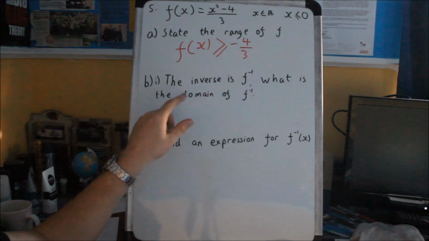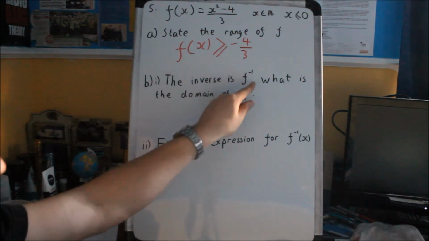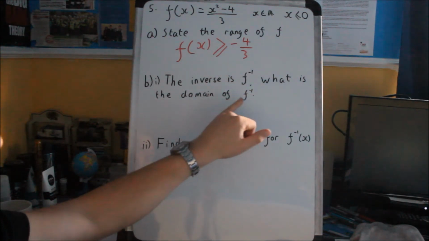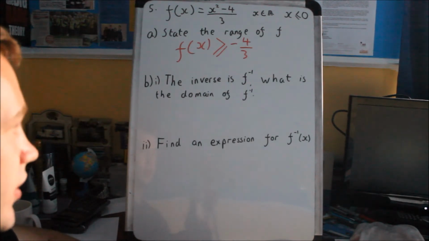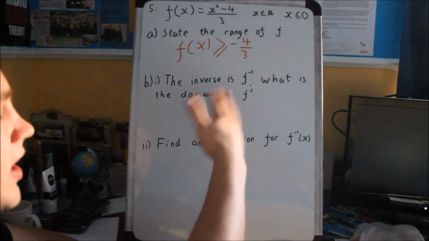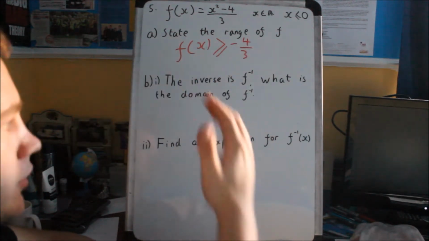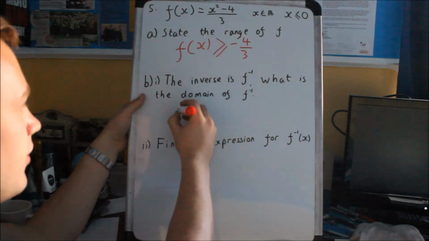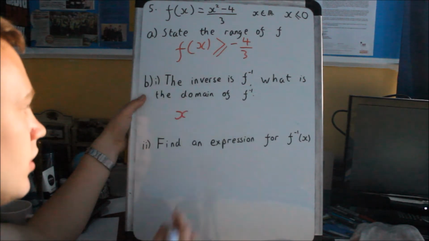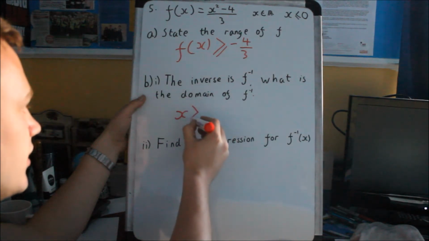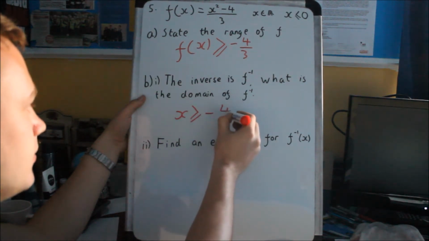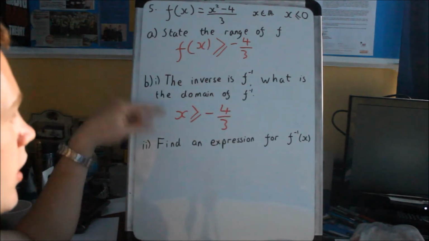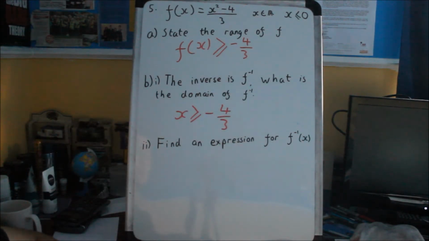So B part 1, the inverse is f to the minus 1. What is the domain of this f to the minus 1, this inverse function? Well, the domain of the inverse is the range of the original, but rather than saying f of x, we say x. X is greater than or equal to minus 4/3. So it's just what you did in the first question, but it's x in place of f of x.